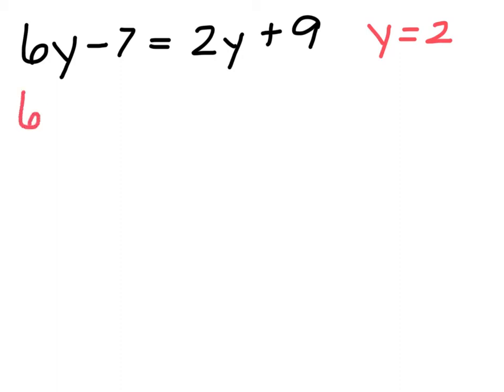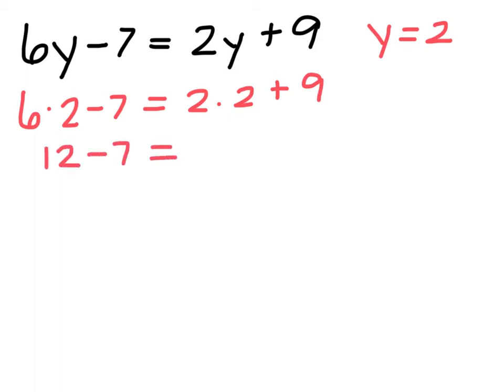So 6 times 2 minus 7 would equal 2 times 2 plus 9. 6 times 2 is 12, minus 7 equals 4 plus 9. Uh-oh, I don't think this is going to be true, guys. What do you think? 12 minus 7 equals 5, and 9 plus 4 equals 13. So nope, this obviously isn't true if y equals 2. Let's guess another number and try again.